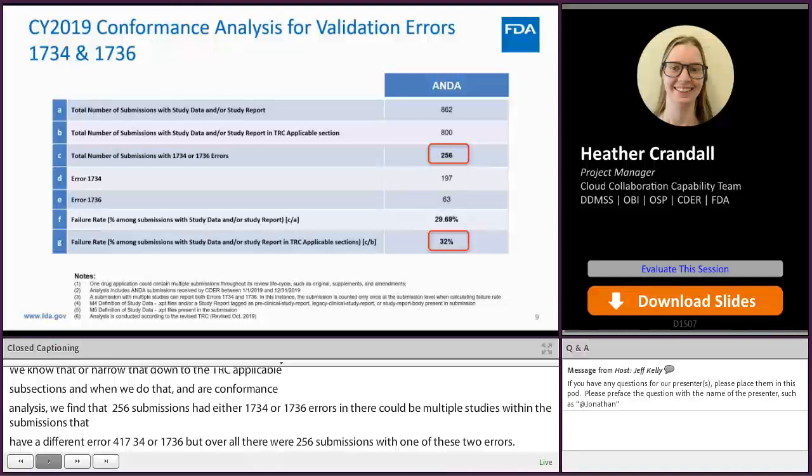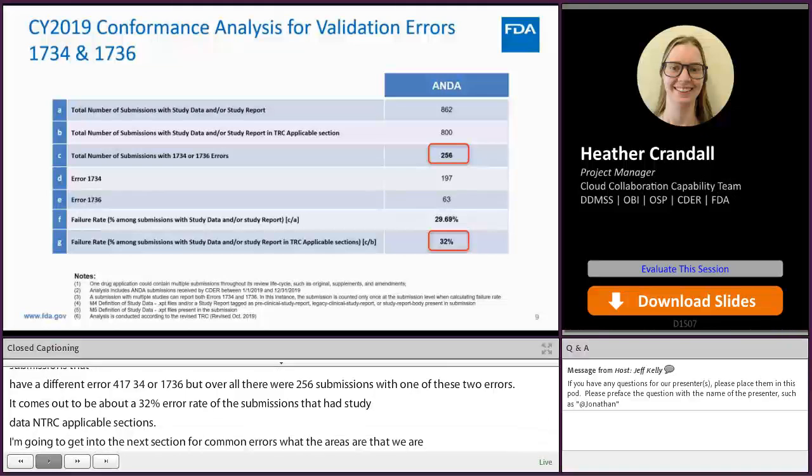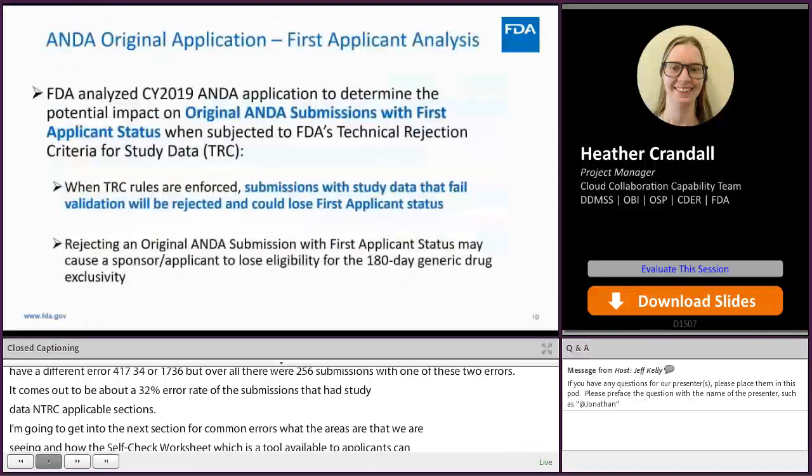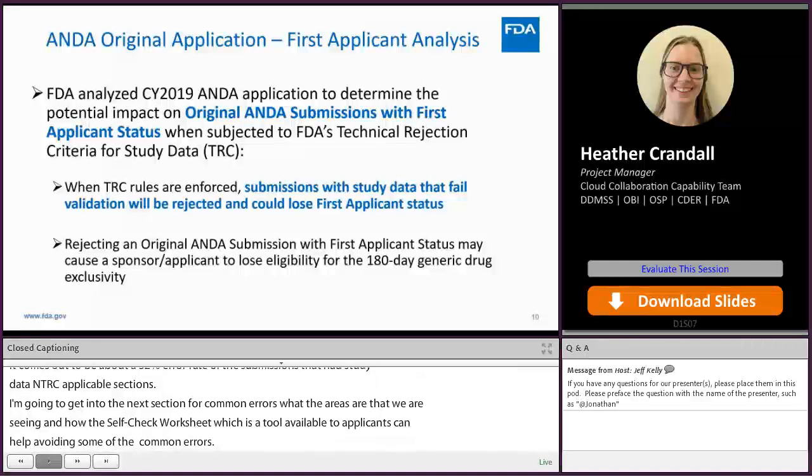So I'm going to get in the next section to common errors, what those errors are that we're seeing, and how the self-check worksheet, which is a tool available to applicants, can help in avoiding some of these common errors. Before I get into that, we also dug into a particular subsection for ANDAs, and that is the ANDA original application being submitted for first applicant status.